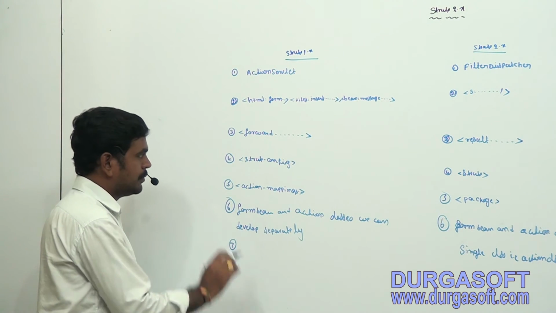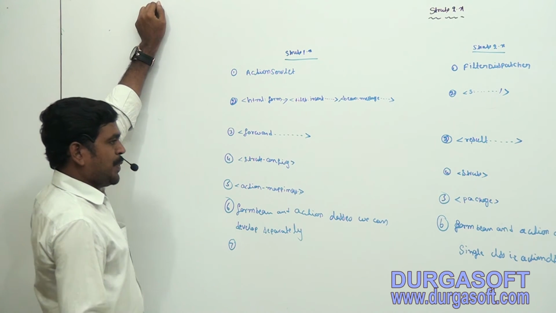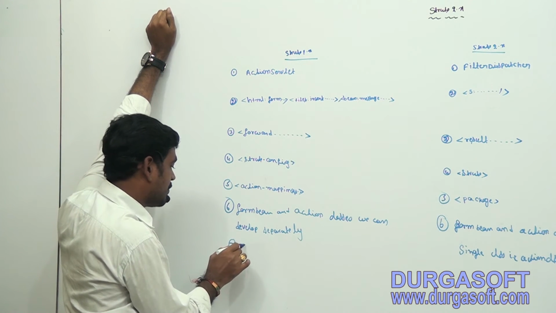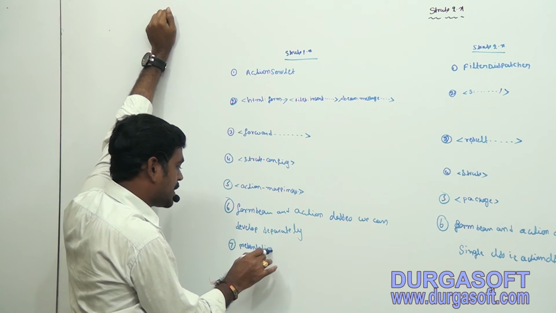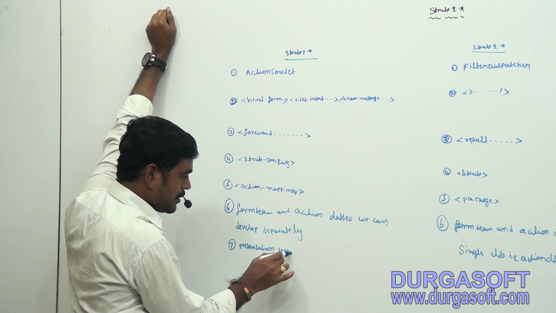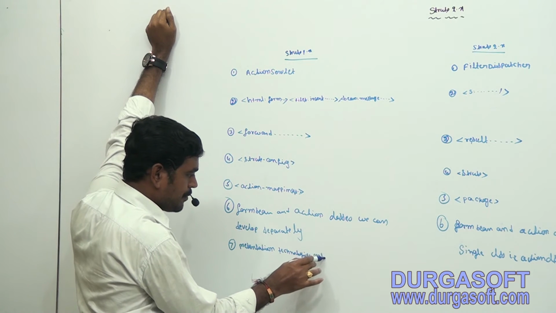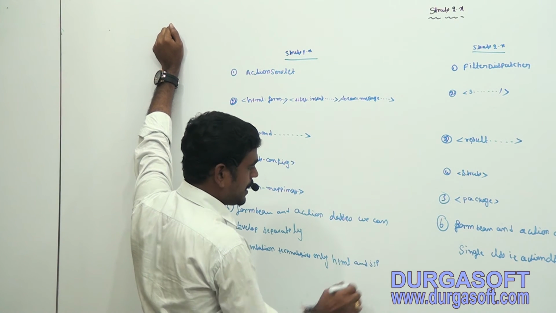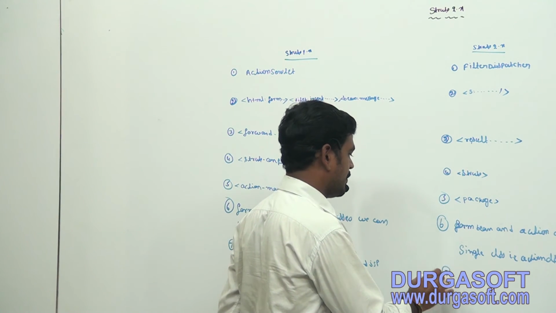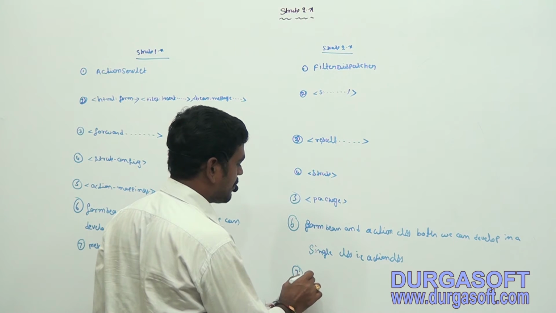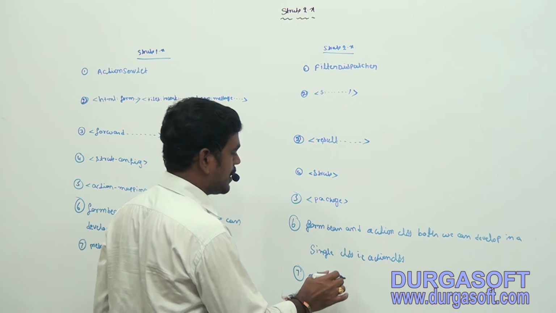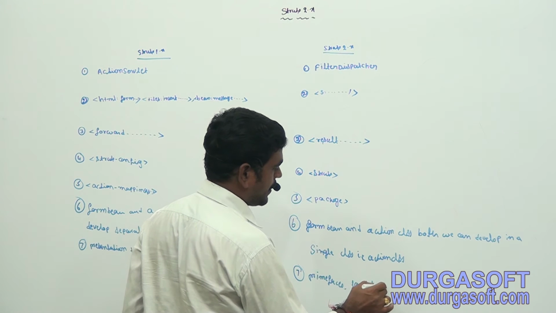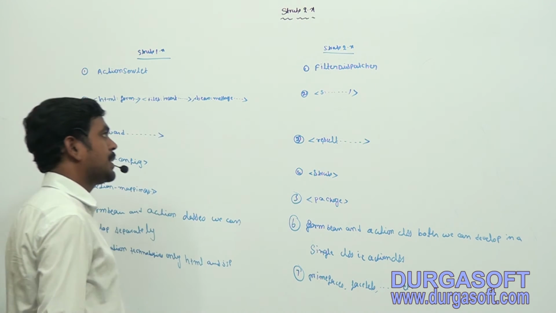Next difference: Struts 1.x supported only HTML and JSP as presentation technologies, whereas 2.x supports other view technologies such as JSF and Facelets.